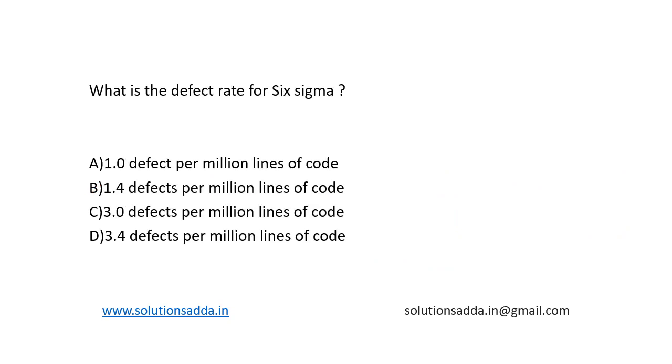This is a previous year ISRO question. What is the defect rate for Six Sigma? 1 defect per million lines of code, 1.4 defect per million lines of code, 3 defects per million lines of code, 3.4 defects per million lines of code.